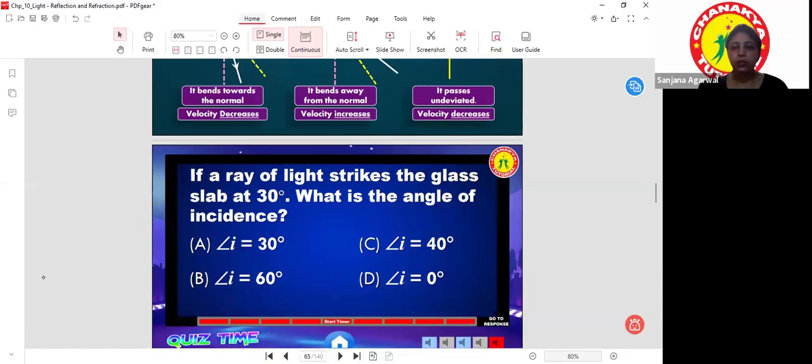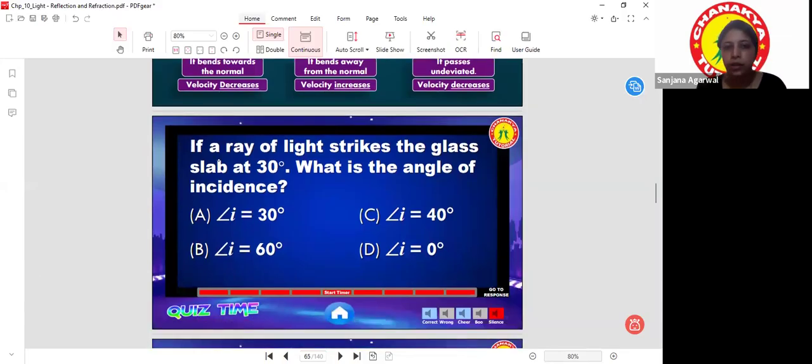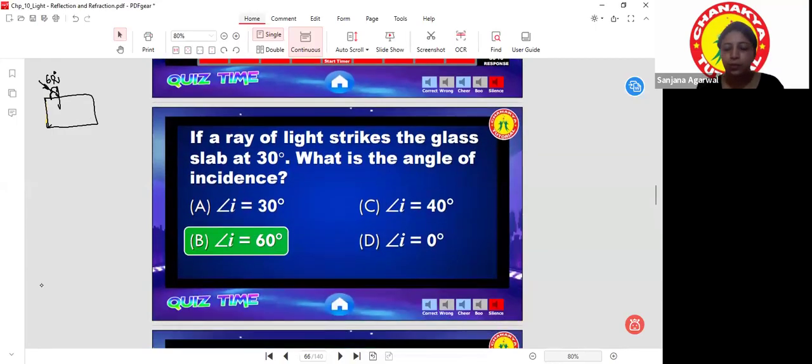Now, practice a few questions, children. They will help you enhance your understanding. If a ray of light strikes the glass slab at 30 degrees, this is the normal. What is the angle of incidence? The angle 30 degrees is given with the glass slab. So that means the remaining angle, 90 minus 30, is 60 degrees. What is the angle of incidence? Tell quickly. This will be 60 degrees.